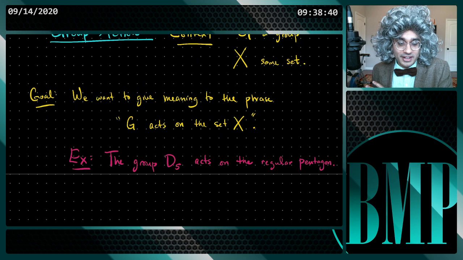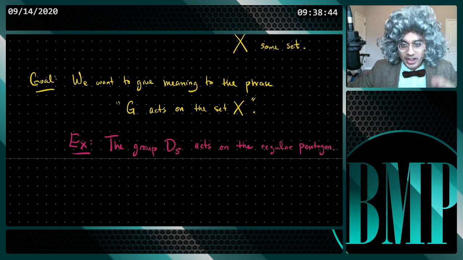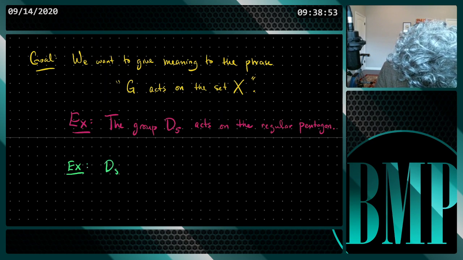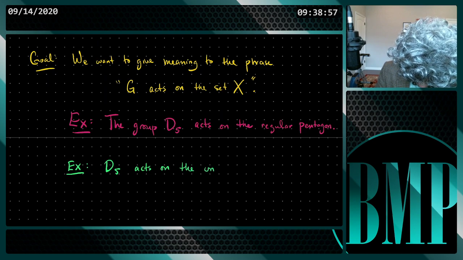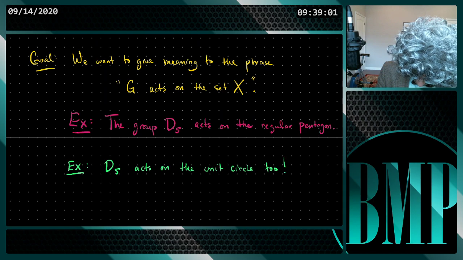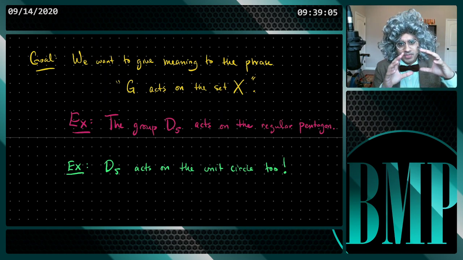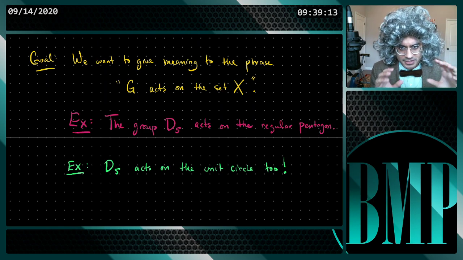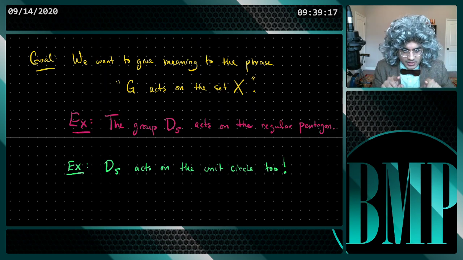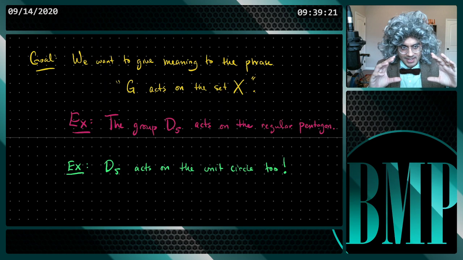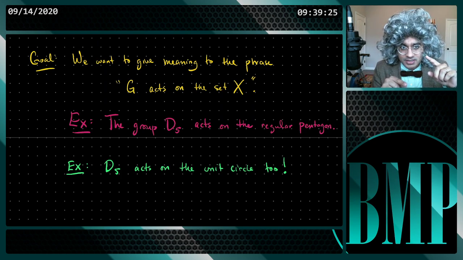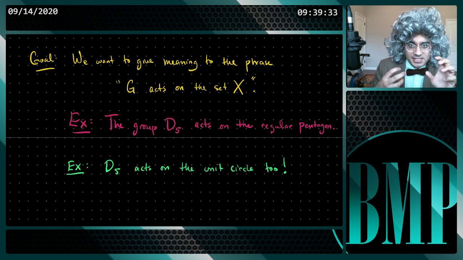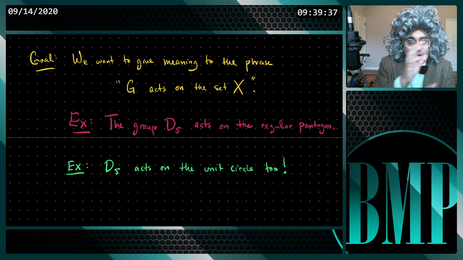So D5 acts on the regular pentagon. D4 acts on the square. Okay, well, I'll confuse you a little bit. But also, D5 acts on the unit circle. Okay? And that's because every one of the activities in D5, like rotate or flip across any of these five axes that the pentagon might have, if you look at the unit circle that the pentagon is sitting in, for example, all of these activities induce a permutation on the unit circle as well. And so D5 induces a bunch of movements or action on the unit circle as well.